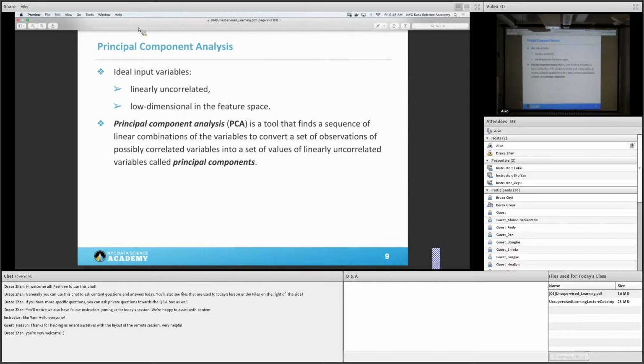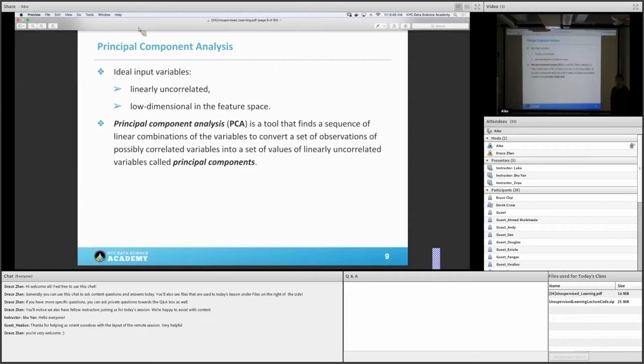What about PCA, principal component analysis? The ideal input variables are linearly uncorrelated and low dimensional in the feature space. If you use this as the criterion to do machine learning, almost no real world data set will fit this condition. Most of the data sets, when you get them, different features are naturally correlated. And your job is to find out how you overcome the problem of multicollinearity and still find useful insight from the data set. And especially most of the time, when you collect the data, you don't know which one is important, and they are generally very high dimension.